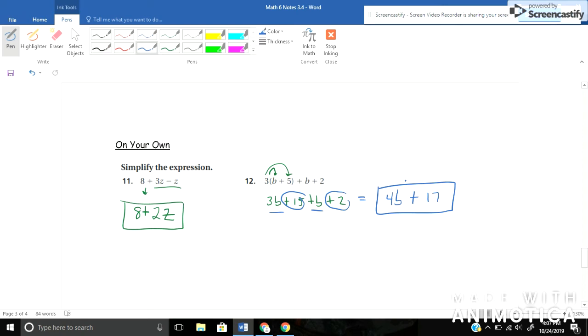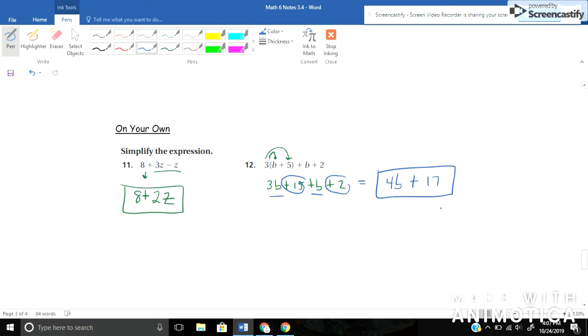All right, so this wraps up 3.4, the distributive property. Get some practice in with these, and let me know if you have any questions.